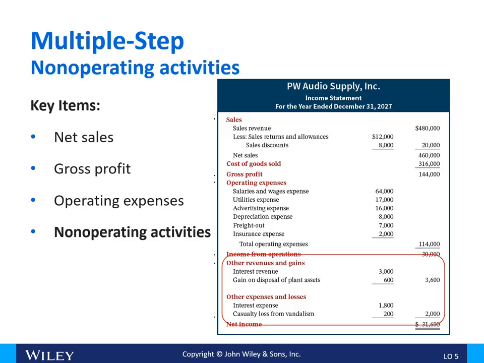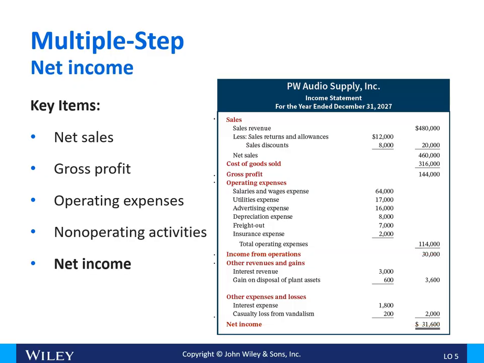We'll talk about this in a future chapter as well. But if you sell assets of your company, you can get a gain or a loss on those, and so you show those as non-operating. And then this shows an example of a casualty loss from vandalism. So you had some vandalism, someone broke into your store, maybe broke a window. You have some losses because of that, so that's non-operating. And then finally, we have our net income. So our income from operations plus our other revenues and gains minus our other losses and expenses gets us our net income.